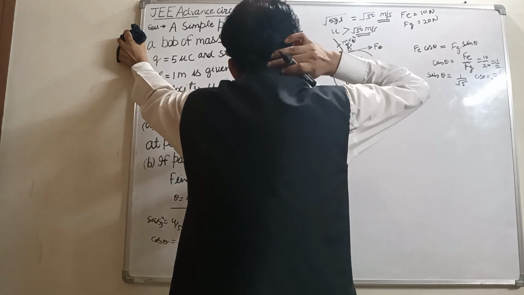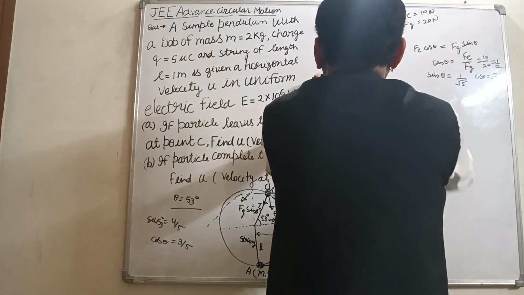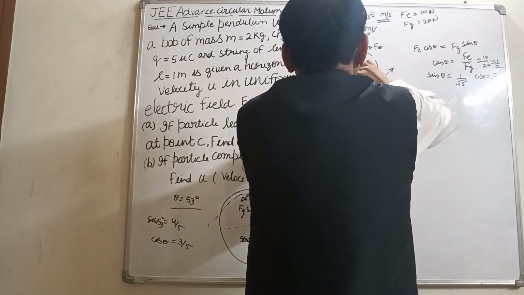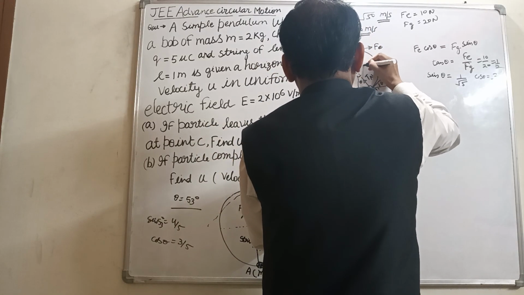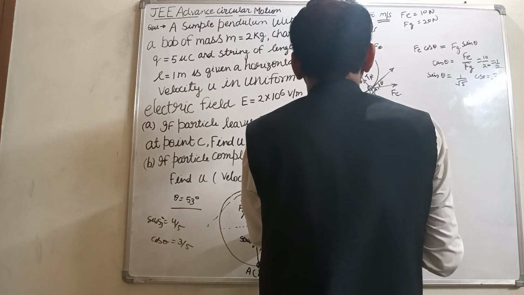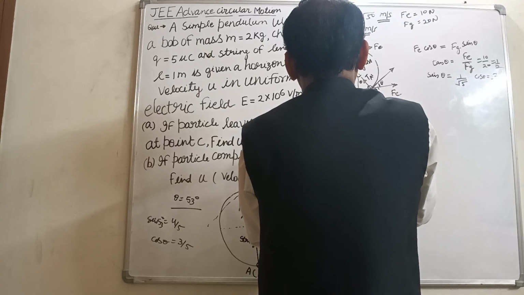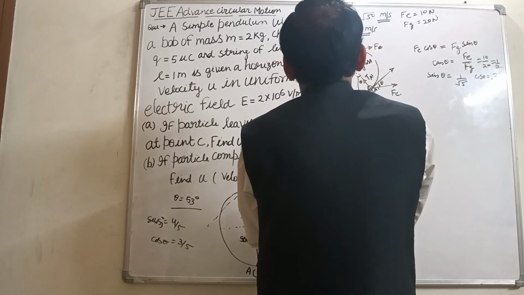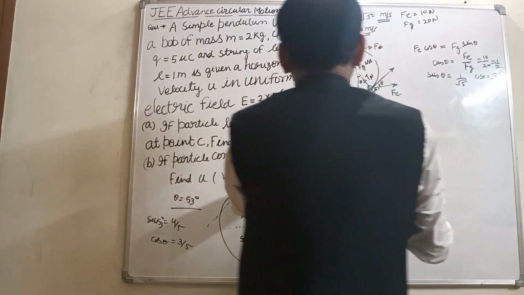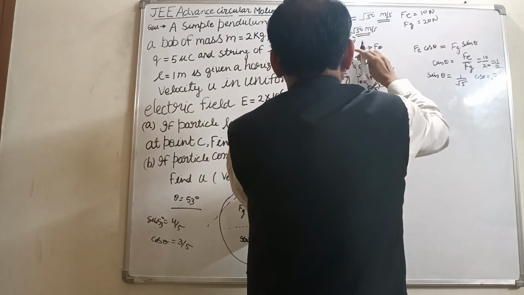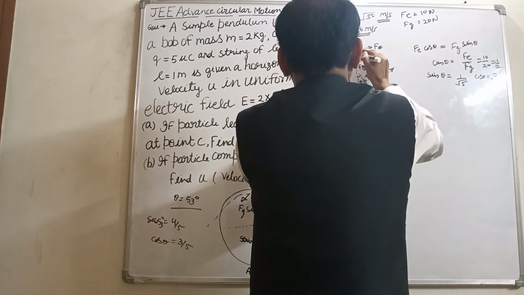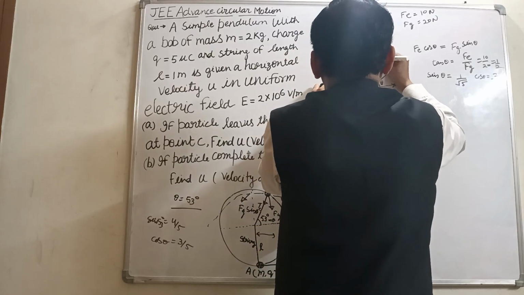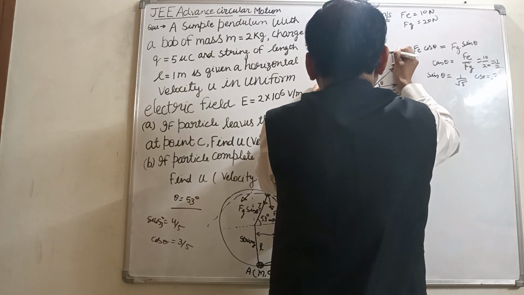So what would be this angle? The component in this direction, the tangential direction, we have to take in this direction. So Fg cos theta. The component would be Fg cos theta, and this is Fe. And what would be this angle? This is 90, so this will be 90 minus theta. So this becomes plus Fe sin theta.